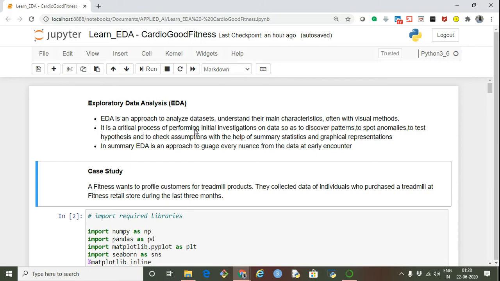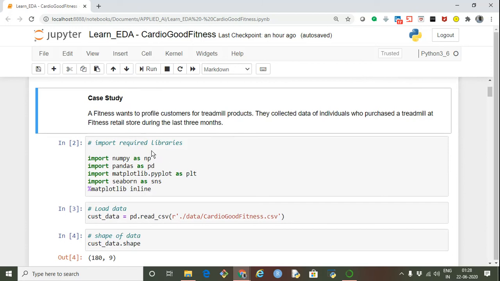So let's start with our data set. This data set contains data related to the treadmills sold by a particular company, and they want to profile their customers based on the treadmill products they had sold in the last 3 months. Using that data, they want to do the profiling of the customers.